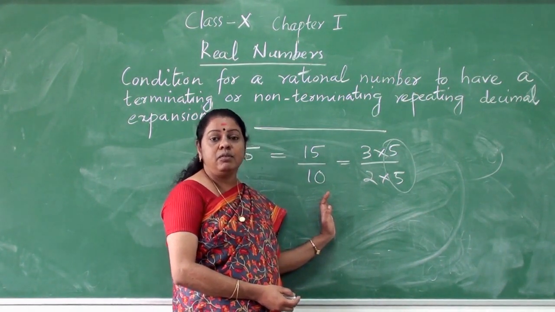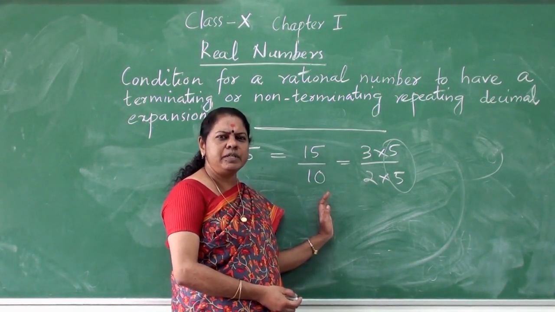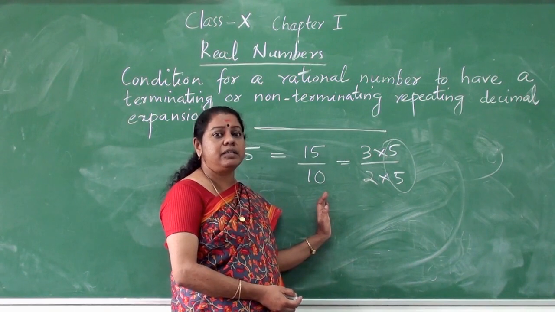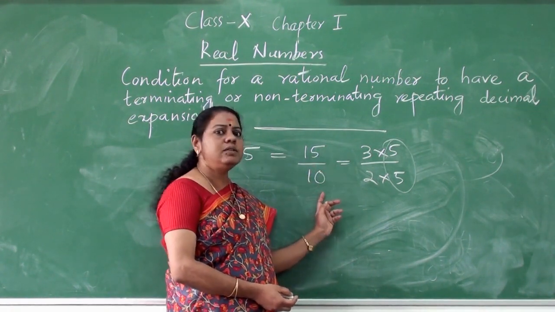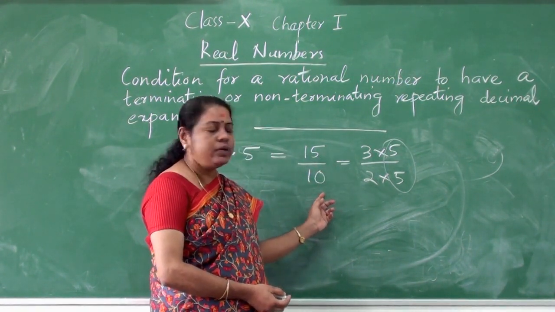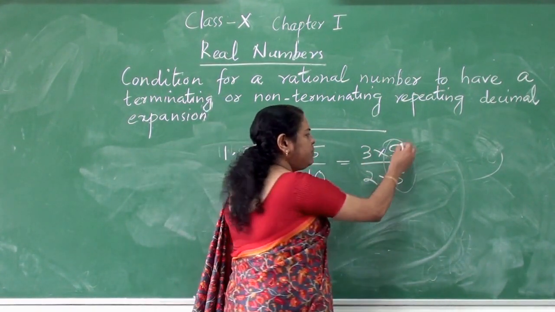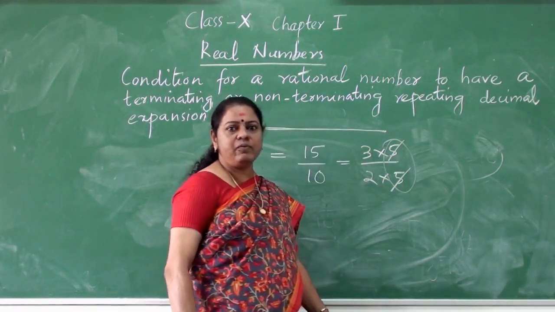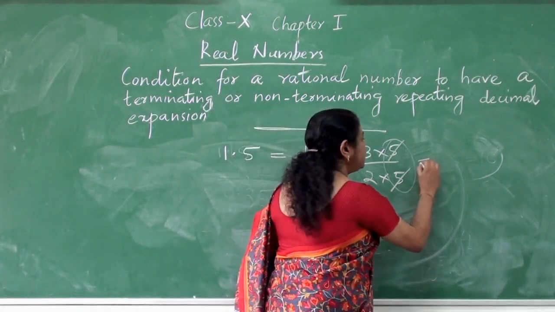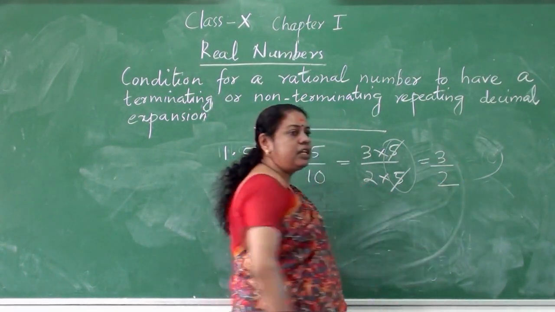What are co-prime numbers? Numbers having no common factor other than 1. Here 15 and 10 have a common factor 5, so they are not co-prime. So here we can cancel the common 5, and we get 3 by 2.